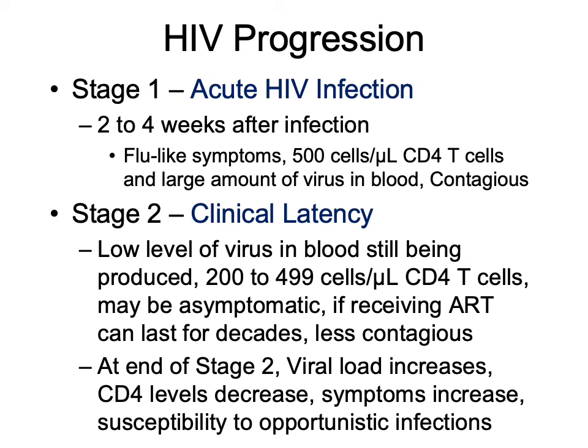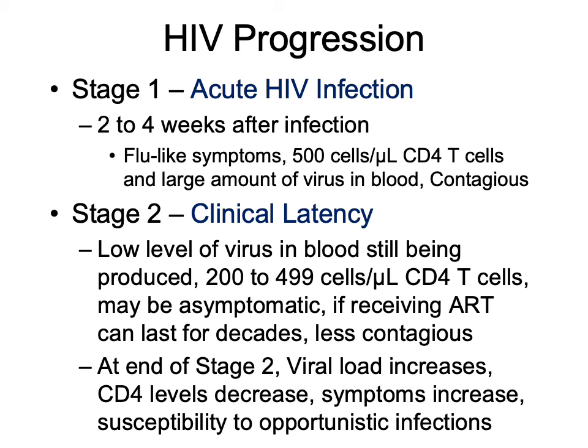So in this first stage, you may have 500 CD4 T cells that are identified. There is also present a large amount of the HIV virus in your blood. During stage 1, you are very contagious.